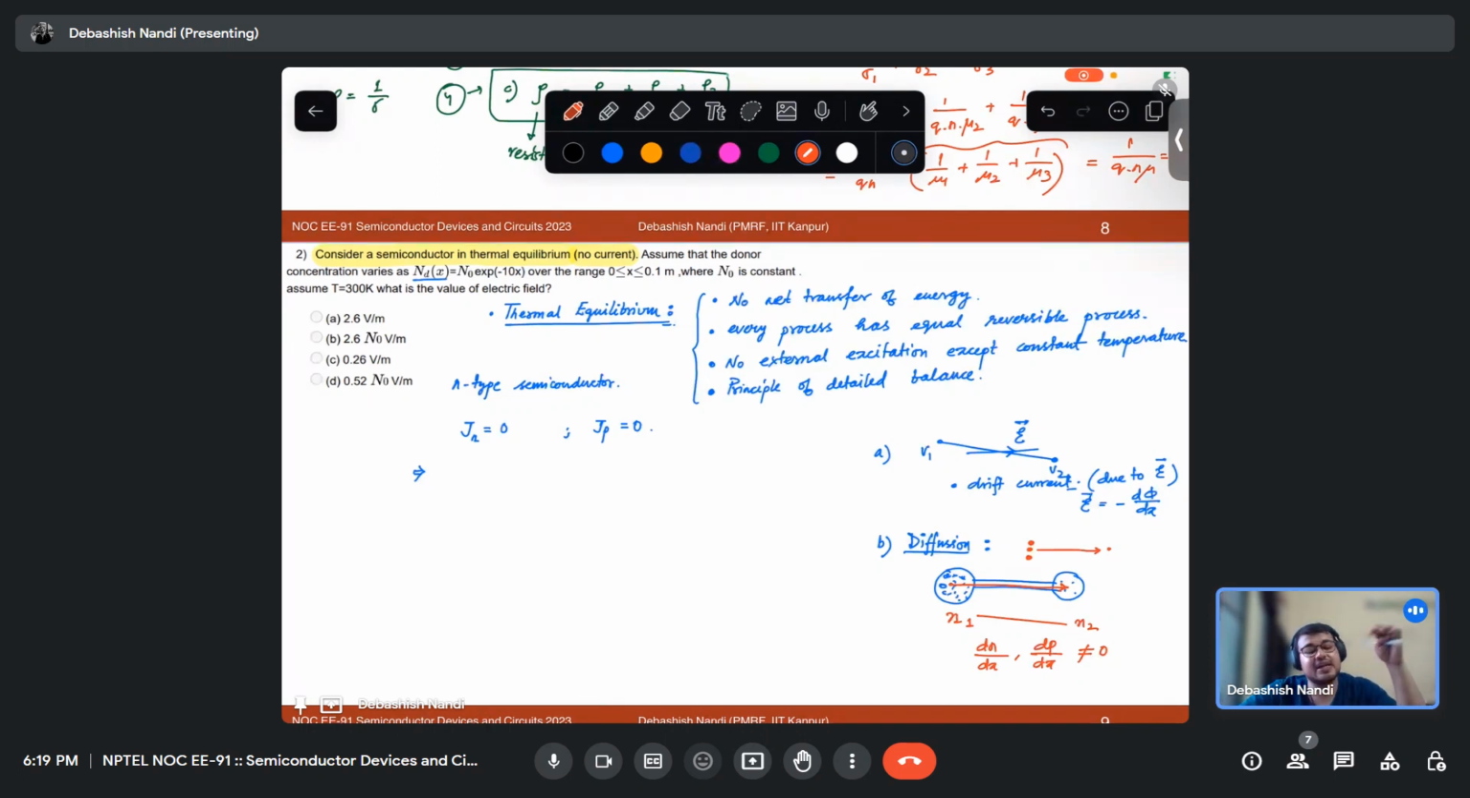In our course there are other mechanisms also. Due to thermal gradient also, in semiconductors you can get currents. Anyway, what happens is that your Jn is equal to 0. So Jn drift plus Jn diffusion is equal to 0. Drift current is given by q mu n electric field, and your diffusion current is given by q Dn dn of dx.